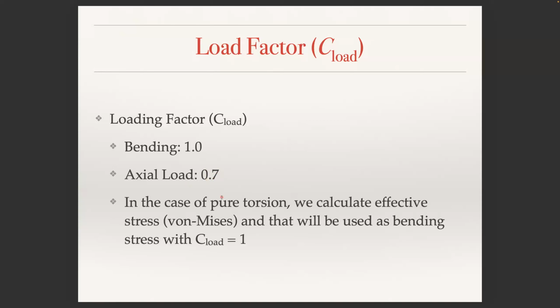Suppose you have pure torsion, what will we do? Because this correction is only done for the axial load, but pure torsion will have only shear stress. What we will do then is calculate the effective stress or von Mises stress from the pure torsion, and then use that stress for the calculation of your loads, and that will be used as a bending stress with C load equal to 1. That is the difference.